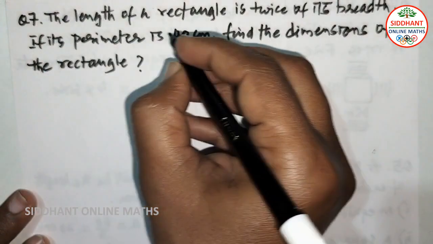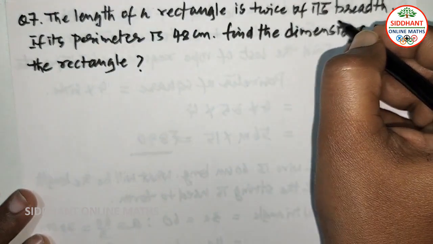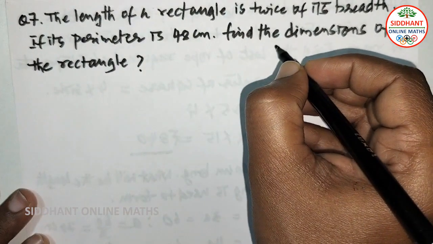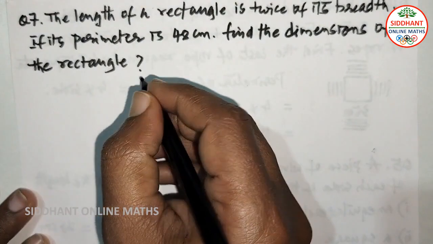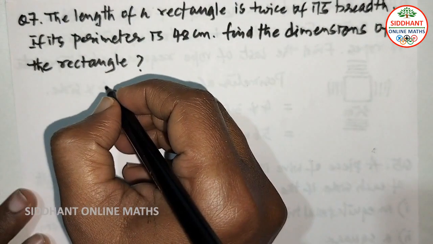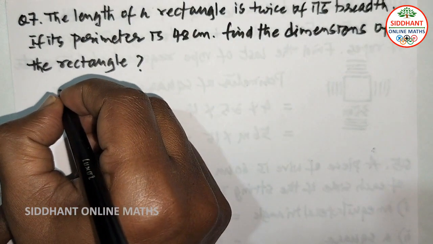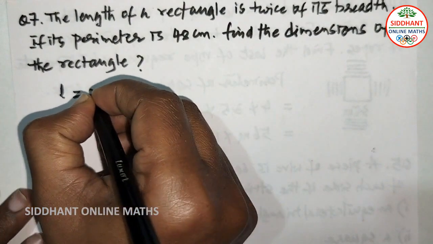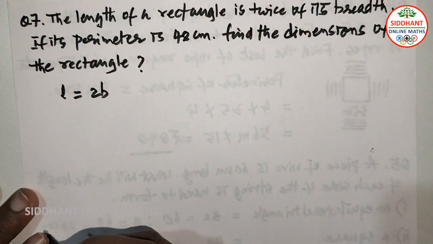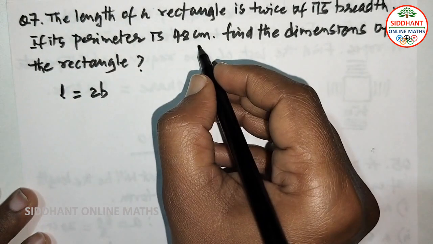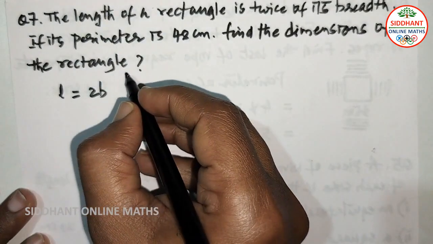Question number 7. The length of a rectangle is twice its breadth. If its perimeter is 48 centimeters, find the dimensions of the rectangle. So the given data is length is equal to twice its breadth, that means L is equal to 2b. If the perimeter is 48 centimeters, find the dimensions of the rectangle.